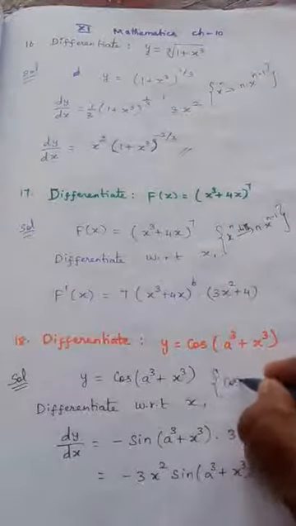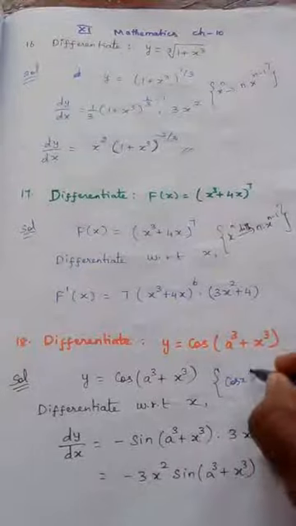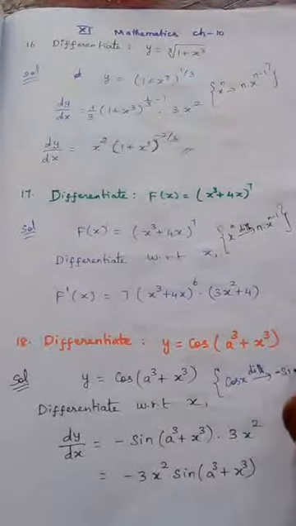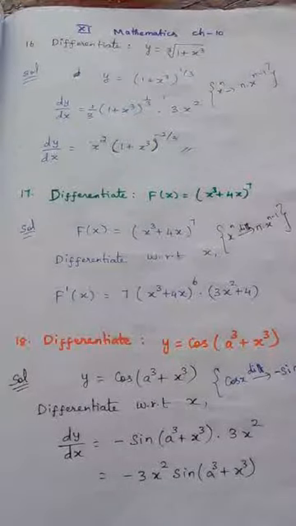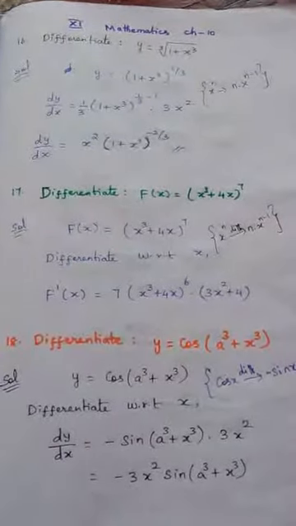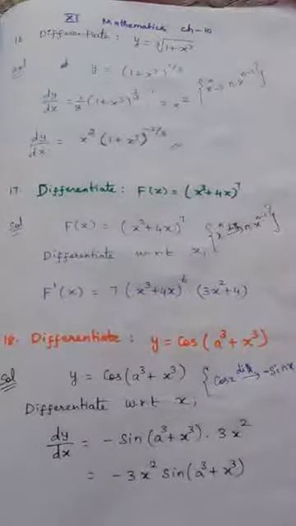Differentiation of cos x. What is the answer? So when we differentiate cos x, the answer is minus sin x. So minus sin x is the differentiation answer for cos x.